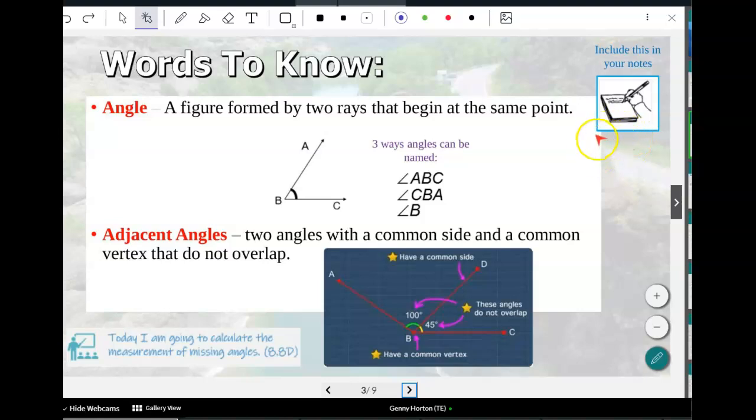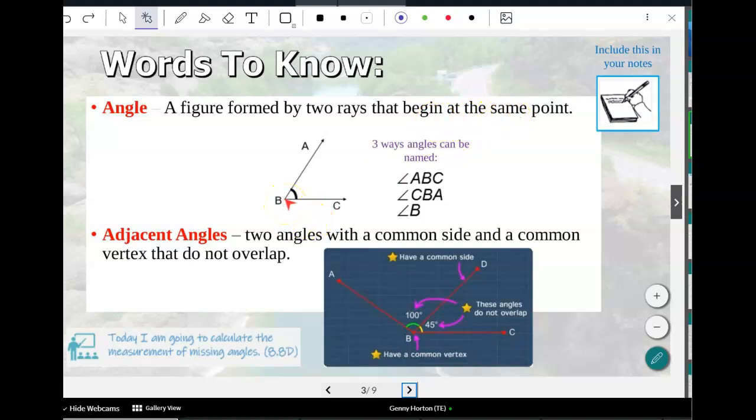Please make sure you jot this down in your math notebook or take a screenshot. So you should know this already. An angle is a figure formed by two rays that begin at the same point. So looking at this angle, it's angle ABC, or you could also name it CBA, or you can just name it by its vertex here, the corner, angle B. So the starting point, or it says begin at the same point, would be B.